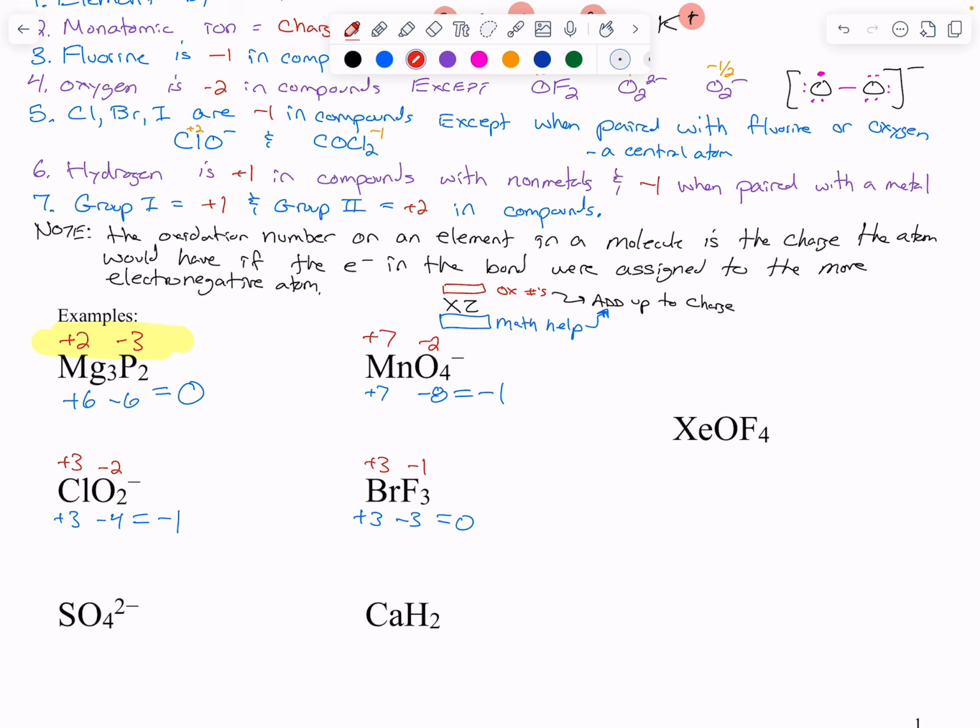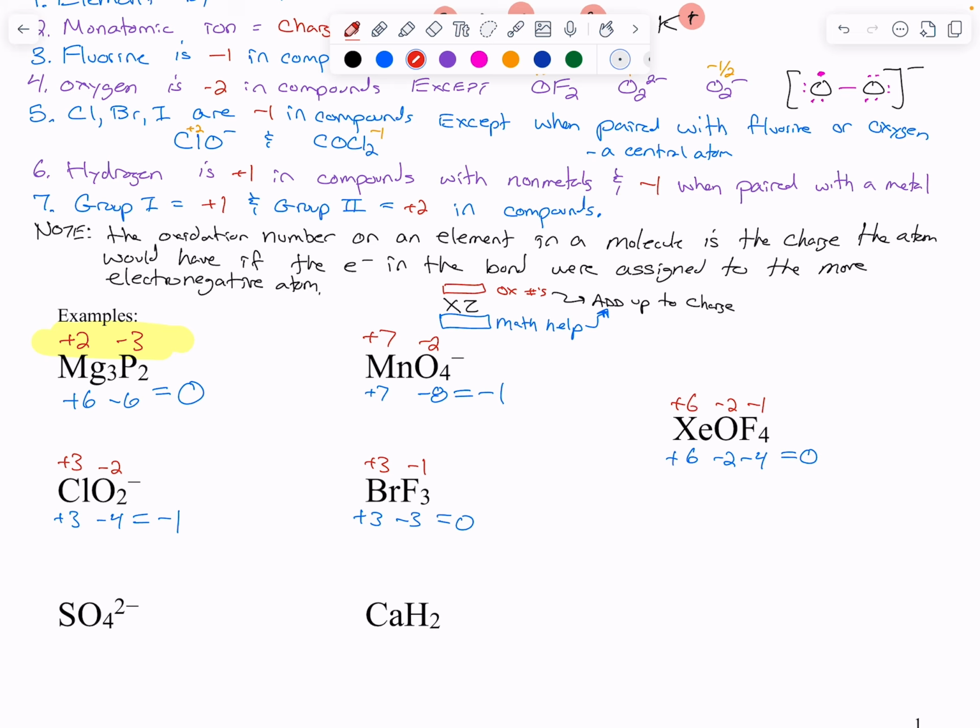XeOF4. All right. And so we look at this. We add up to 0. Go through the list. You get fluorine first. Fluorine's minus 1. There are 4 of them, so that's a minus 4. Then oxygen. So oxygen is next at minus 2. And that's another minus 2. So that means this xenon has to be, looks like, plus 6 to make this work.